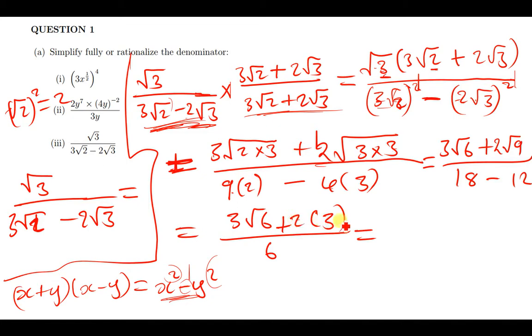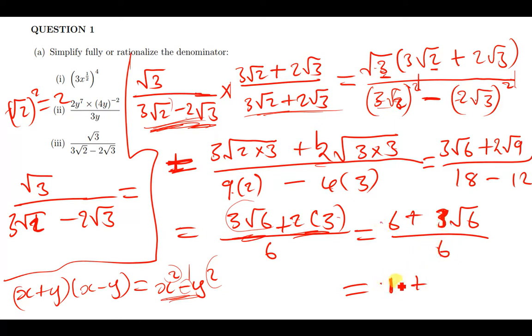So 3 times 2, the answer is 6. So I'm going to write 6 there. Then I'll say plus, and then we have this part, which is 3 root 6. So I've just interchanged them. I started with this one and ended with this one. There's no problem there. So we have 6 as the denominator. So simplifying this further can give us 1 plus 3 over 6, into 6 is 1.